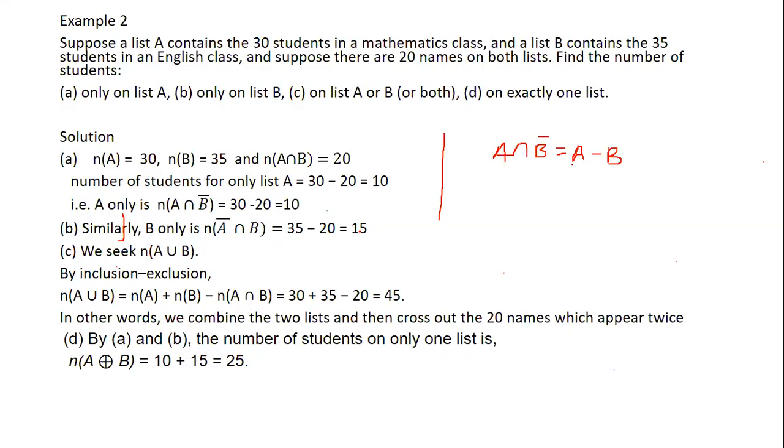Is that one okay? Yes, sir. You can also do a Venn diagram for this one, to make it very simple for you. Then you can do the B, C, and so on and so forth.